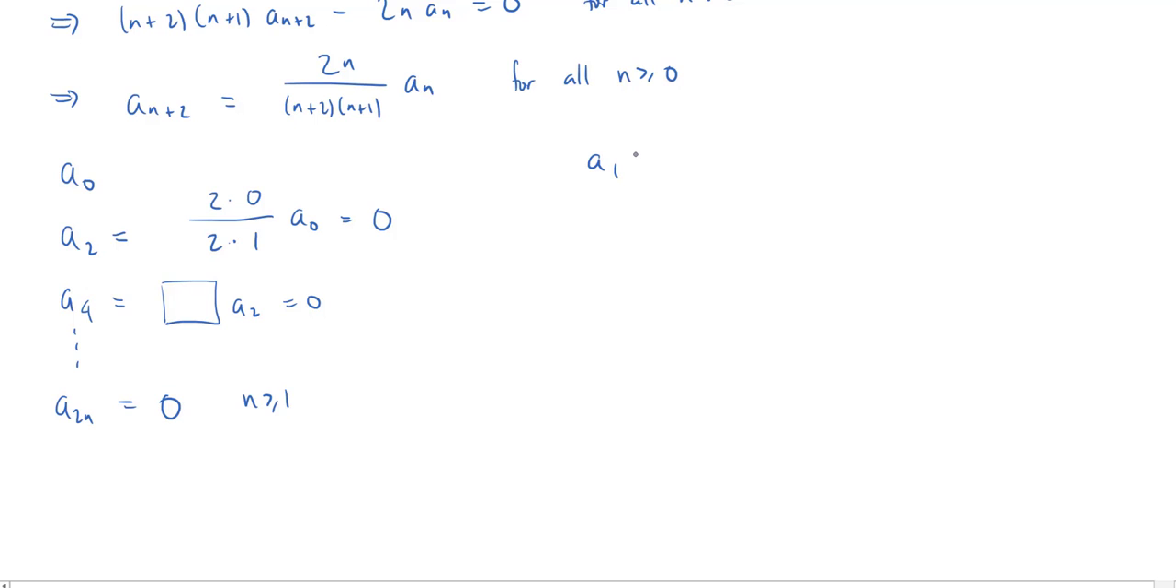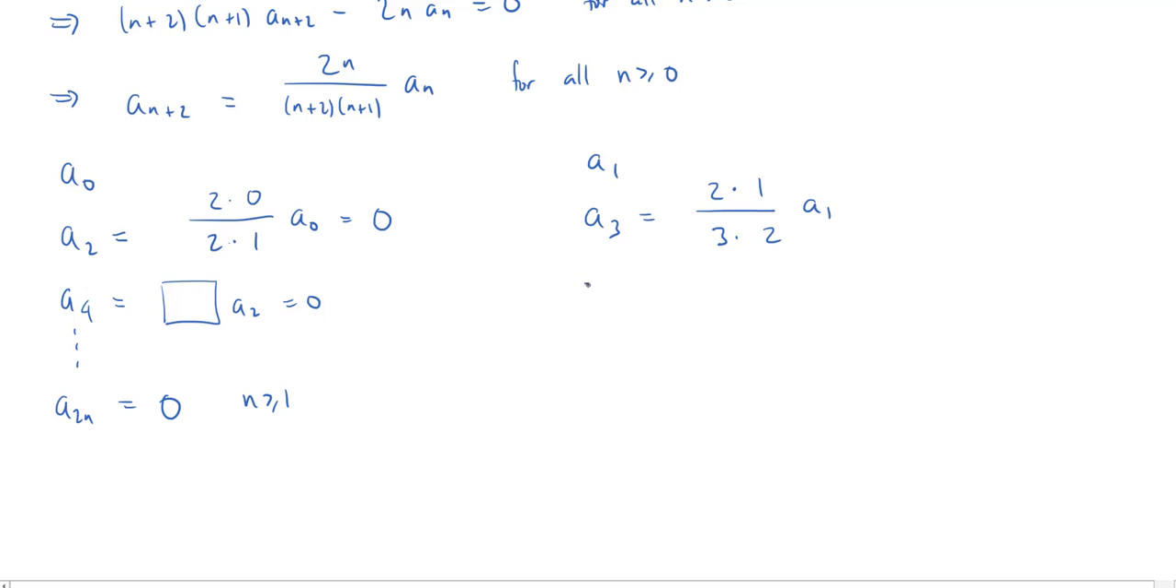Okay, cool. How about a1? Well, it's a1. So we go to the next coefficient, a3. We know that will be 2 times, again, this n is 2 less, so 1, over, we write the same number, which is 3, 1 less, that's 2, times a1, because the n is 2 less than n plus 2.